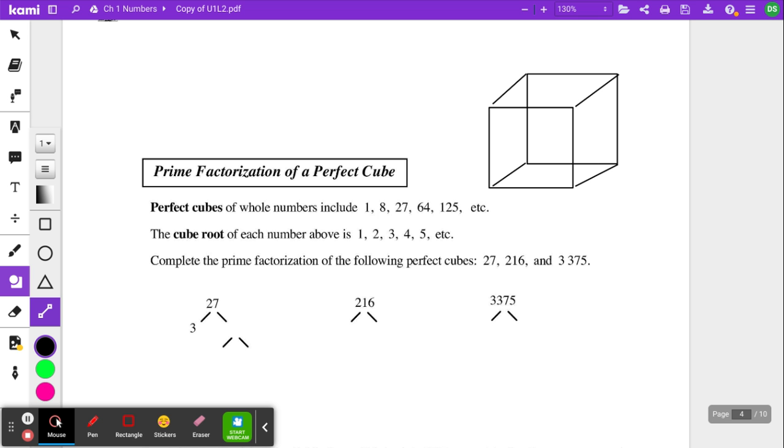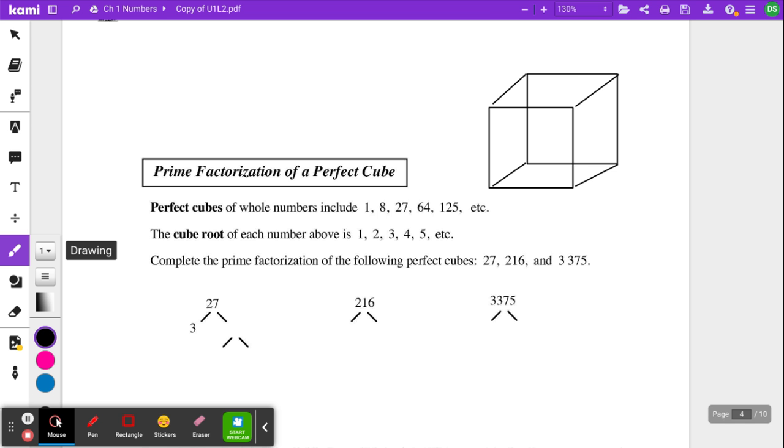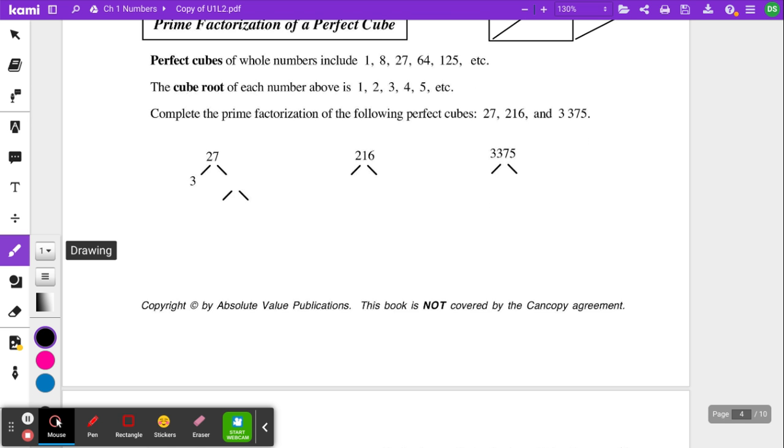Okay, so let's go do one. Let's see if it works. Come on. Let's do 216. What are some factors of 216? So just start with your factor tree as per normal. Factors of 216. Who knows? Do you know anything about 216?